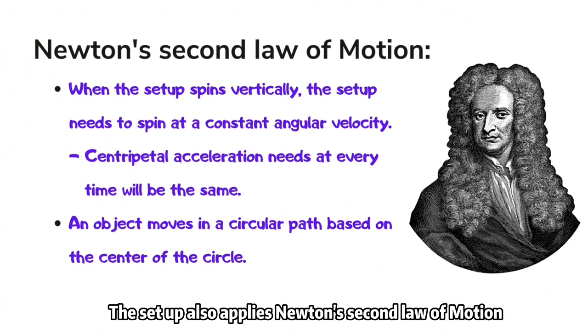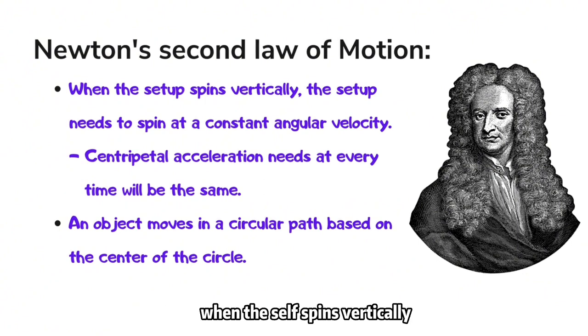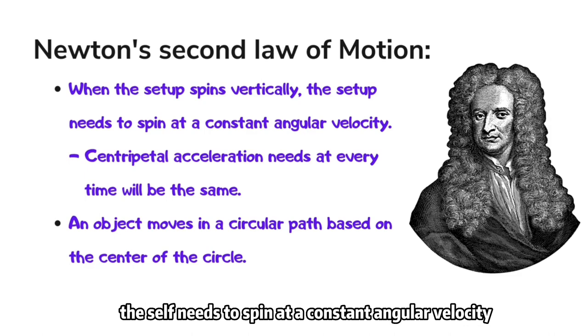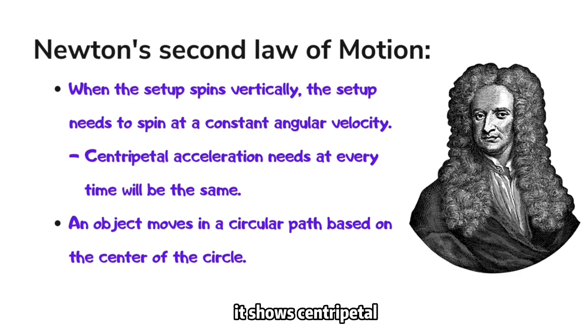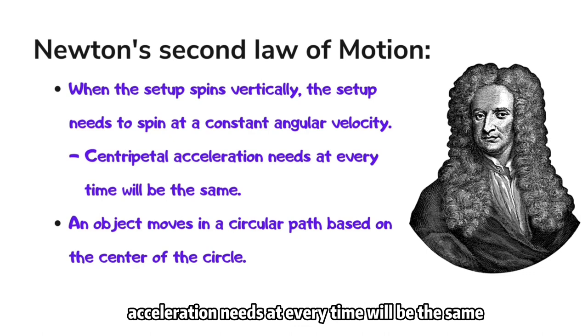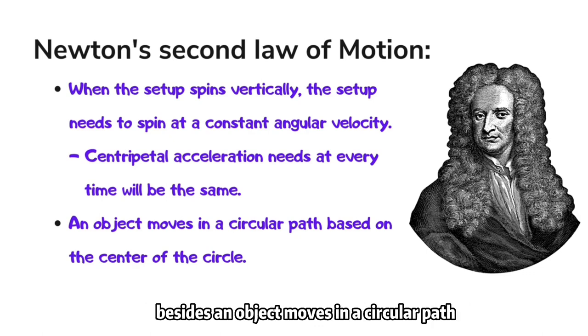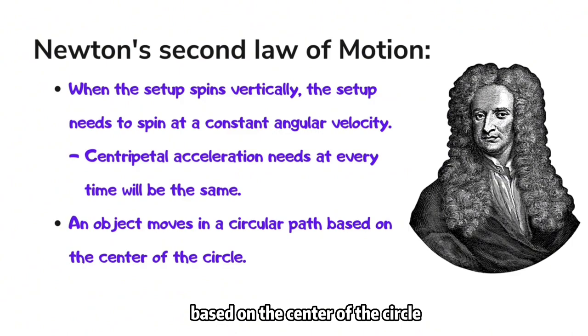The setup also applies Newton's second law of motion. When the setup spins vertically, the setup needs to spin at a constant angular velocity. It shows the centripetal acceleration needed at every time will be the same. Besides, an object moves in a circular path based on the center of the circle.